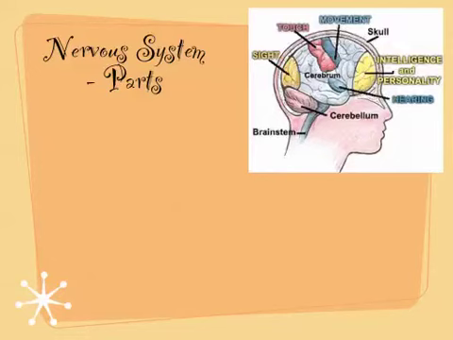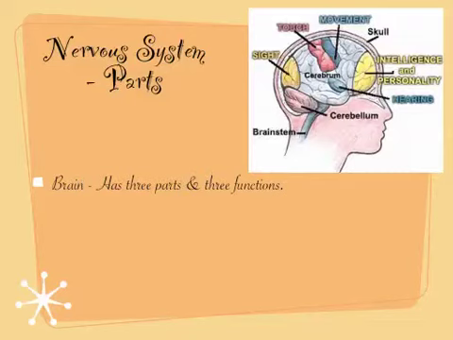Okay, so here are some parts of the nervous system. Now, in this slide here, we are just going to talk about the brain. The brain has many different parts, as you can see. Some for sight, some for touch, some for movement, some for hearing. But we are going to discuss three sections.